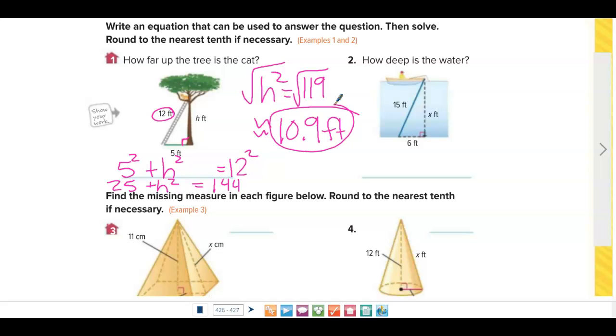Okay, remember we can always check our answers for reasonableness because we always know that our hypotenuse is going to be the longest side, so 12 is bigger than 10.9, therefore we could guess that we're right.